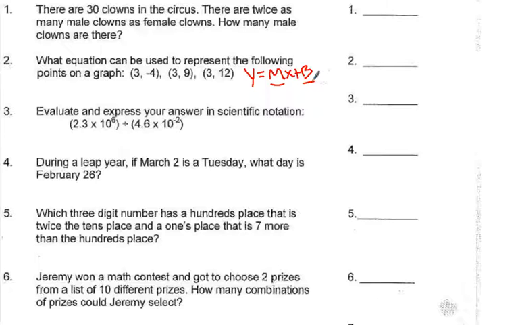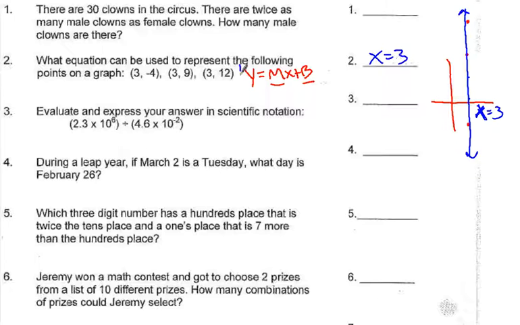Now the trick on this one is, if I look at my points, and I'll draw it out really quickly, I have (3, -4), (3, 9), and (3, 12). And if I connect these dots together, I get a vertical line, which incidentally is not a function. So, what is my equation? Well, no matter where I am on this line, x is always equal to 3, no matter what my y value is. So, that's just my equation. x is equal to 3.